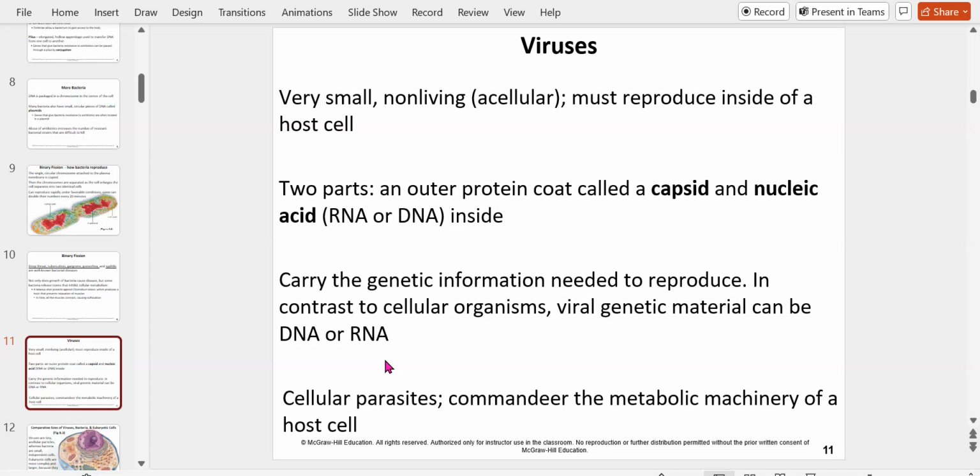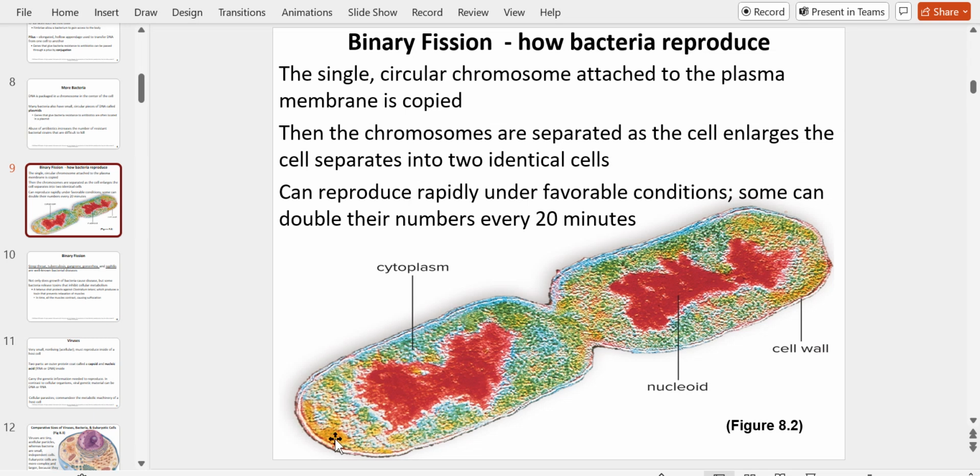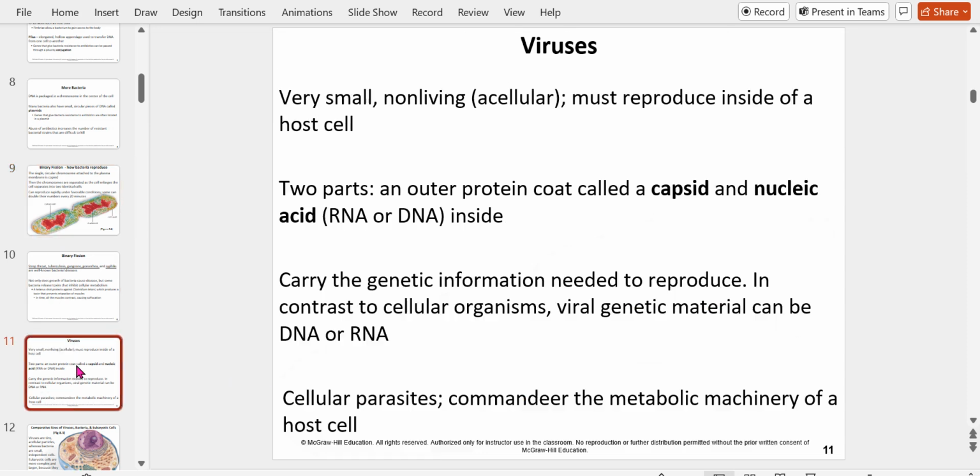Viruses, different ball game. If a bacteria is this big here, a virus is very much smaller. Okay, a virus would land on a bacteria. So bacteria are much bigger than viruses. Viruses are very small, non-living, acellular. We don't even think that they're alive because we saw last week our definitions of living. These creatures have to move, they have to grow, they have to reproduce, they have to absorb and digest. Viruses don't do any of these.